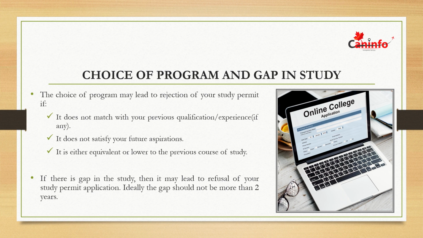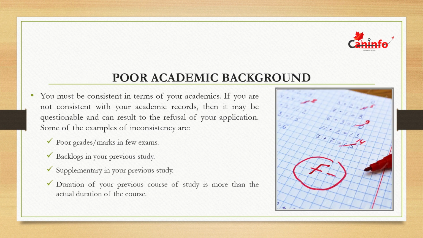There should not be a gap in your study. If there is a gap, that should not be more than 2 years. If the gap is for more than 2 years, then there are chances that your visa may get refused. Poor academic background is again one of the reasons why a visa officer refuses the application. So your academics should be strong. You should have at least 60% marks in your previous qualification so as to avoid the refusal.